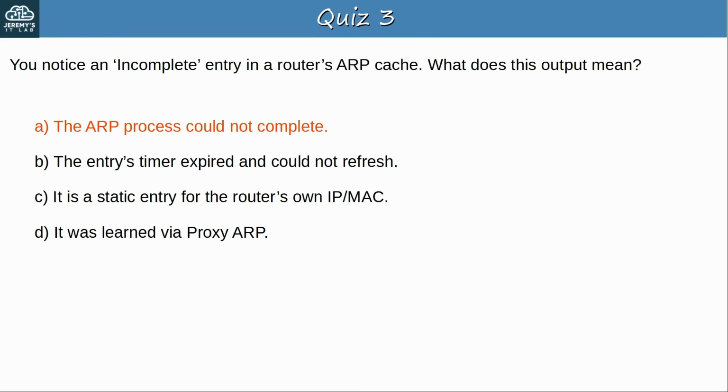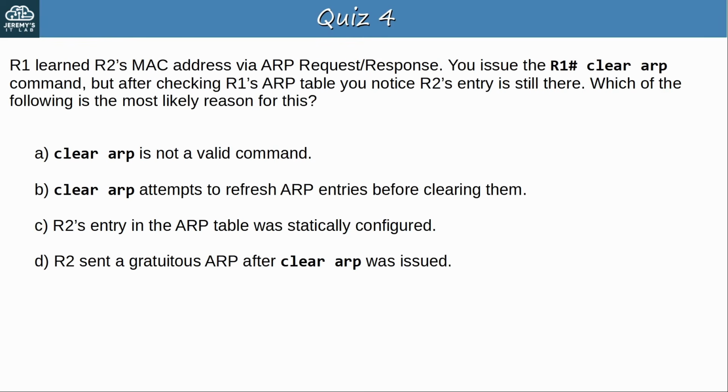Okay, let's go to question 4. R1 learned R2's MAC address via ARP request and response. You issue the clear ARP command, but after checking R1's ARP table, you notice R2's entry is still there. Which of the following is the most likely reason for this? Pause the video now to think about the answer.